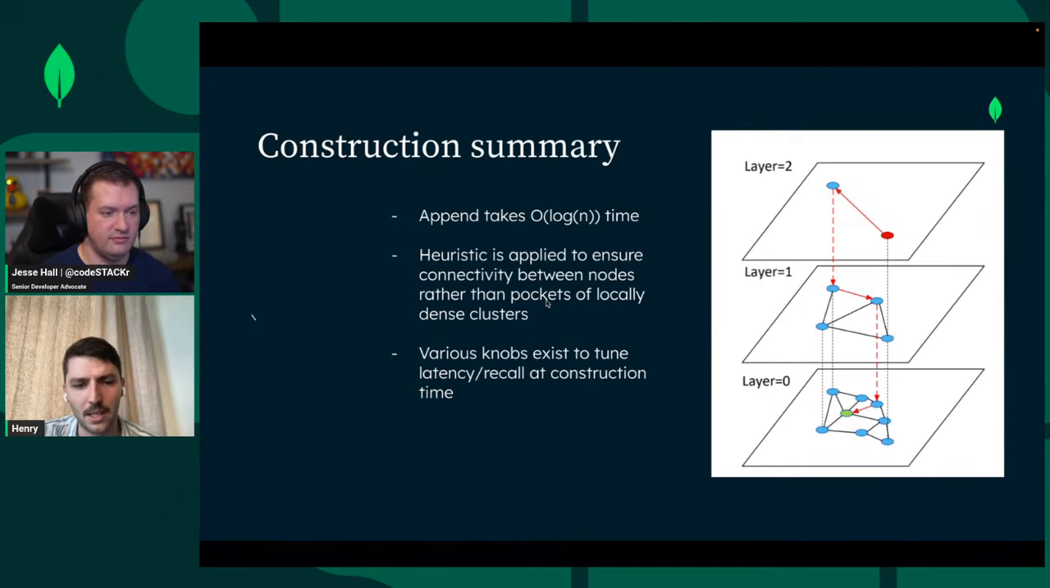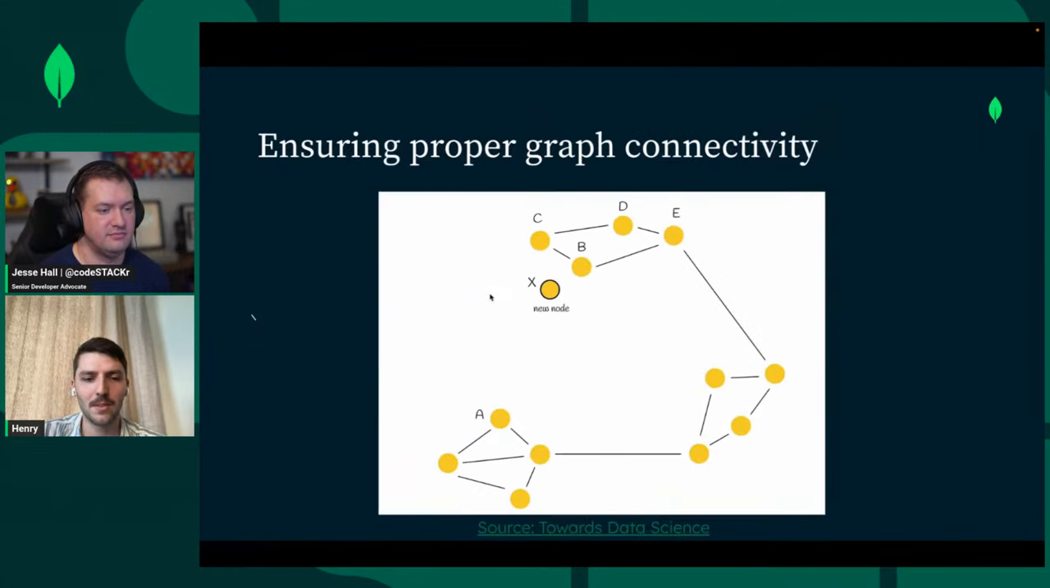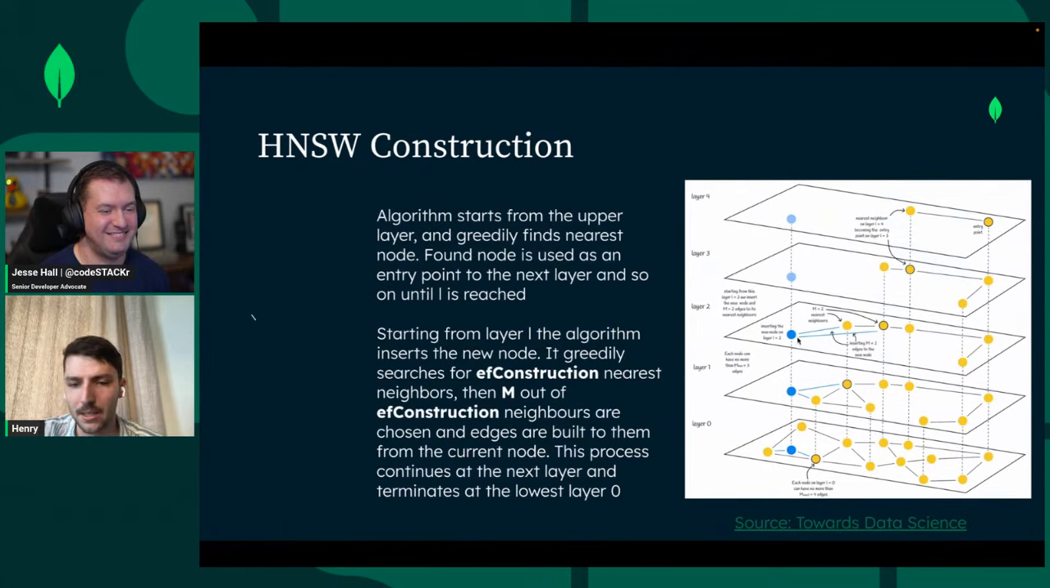It's important to remember the heuristic I called out that allows pockets of locally clustered nodes to be connected to one another. And also that you have various knobs that you can use to tune latency and recall at the construction level. At the search level, it is kind of what I was describing before. I think it's kind of nice that the process by which you search is very similar to the process by which you add a node, right? At layer two, I can't believe I almost forgot to mention this. This process that I did at layer two, where I inserted this node, is repeated at layer one and layer zero, right? I'm going to be doing my EF construction.